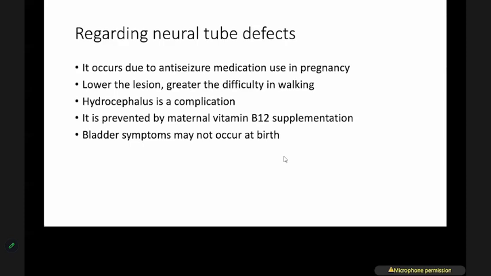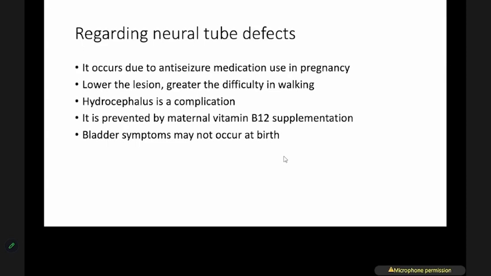Hydrocephalus is a complication that is easily prevented by maternal vitamin B12 supplementation. Come on, true or false? False. Folate, yes, not B12, it's folate.